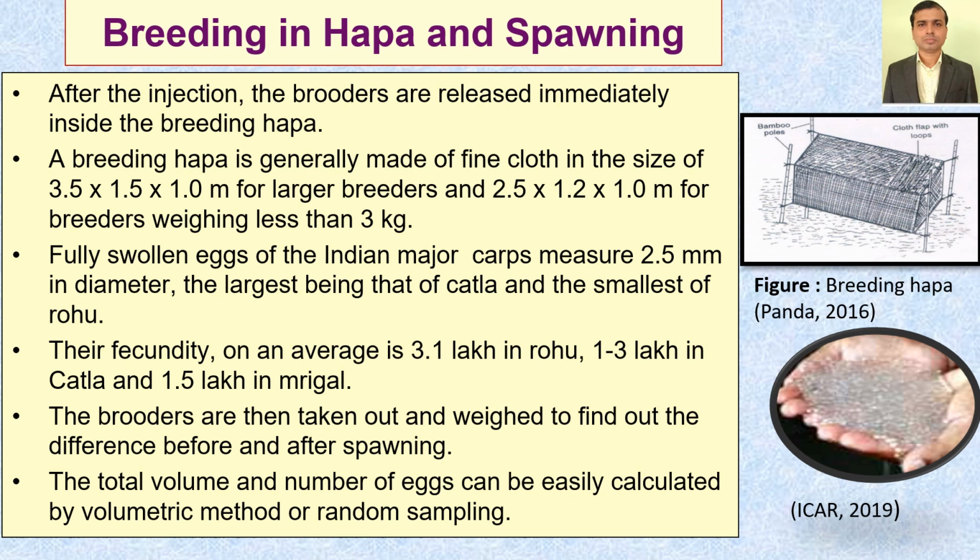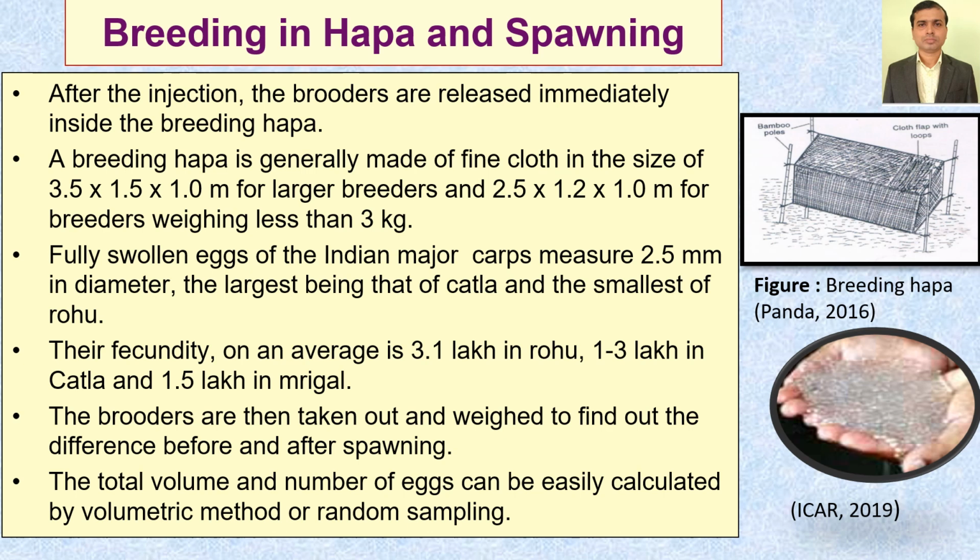The carp eggs are non-floating and non-adhesive type. The yolk possesses no oil globule. The Indian major carps have a profuse egg-laying capacity. Their fecundity on an average is 3.1 lakh in Rohu, 1 to 3 lakh in Katla and 1.5 lakh in Mrigal.